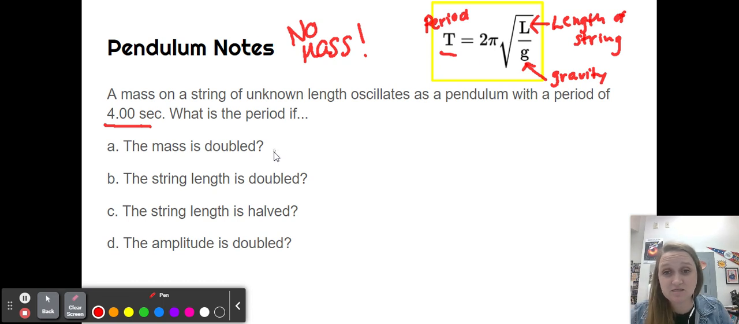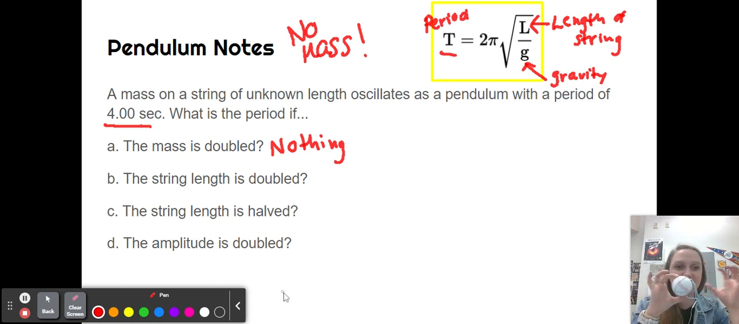So if the mass is doubled, nothing will happen to the period of our pendulum. If I were to double this mass and fill this thing with lead, this is like a little foam ball, it would still oscillate at the exact same period. It'd take the same amount of time to go back and forth.